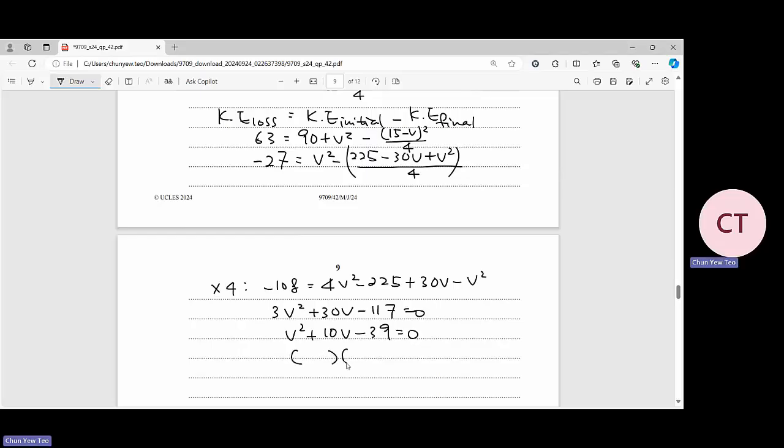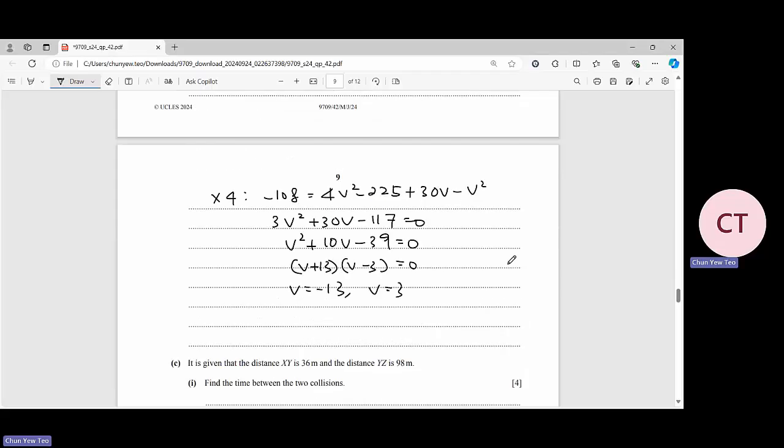Then we factorize it, if we can factorize it. So over here, yes, we can factorize it. This is a plus 13, this is a minus 3. So V is equal to negative 13 and V is equal to 3. What is the reason why we ignore this? Any particular reason why we ignore V equal to negative 13?